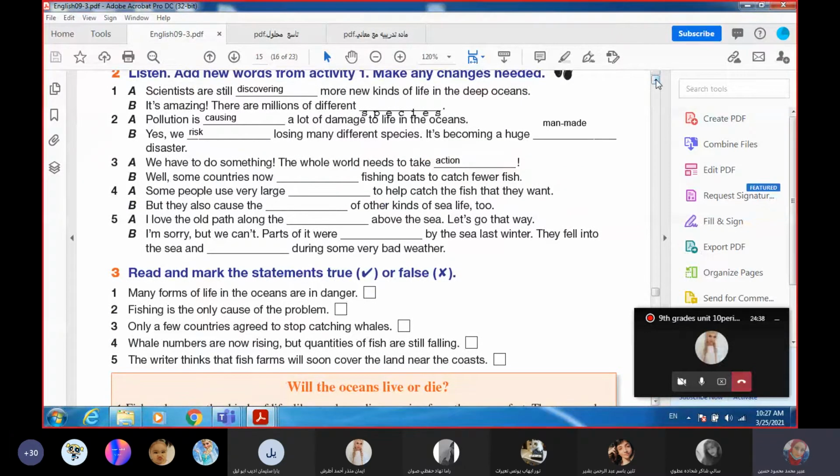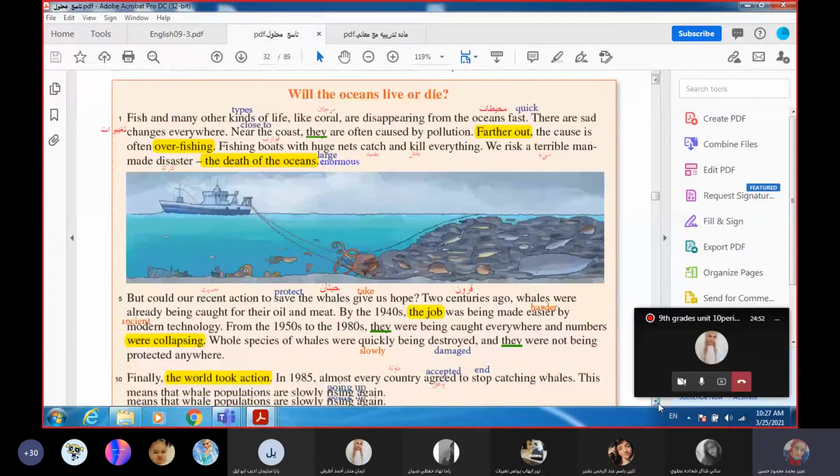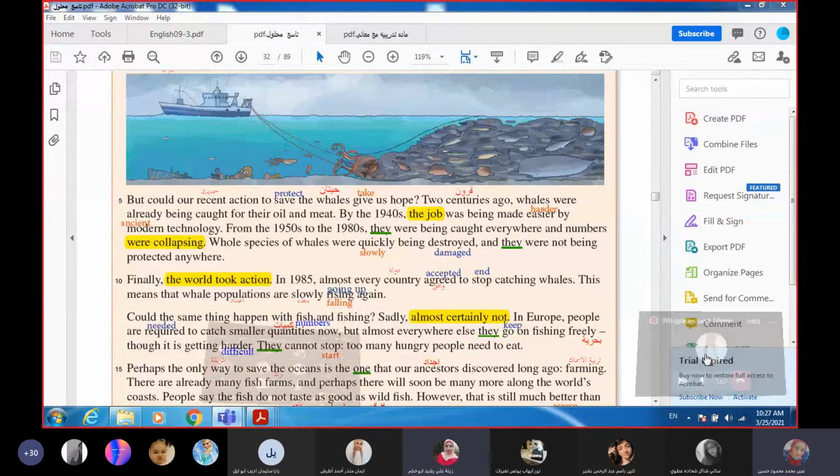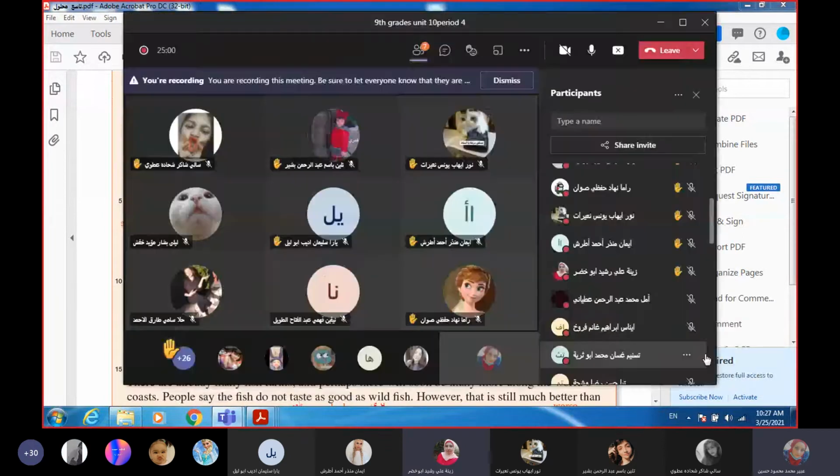Open your book on page 32, the same page 32. Look at the picture and tell me what can you see. What can you see, Zeina? I can see in the picture a boat, sea, a fish.